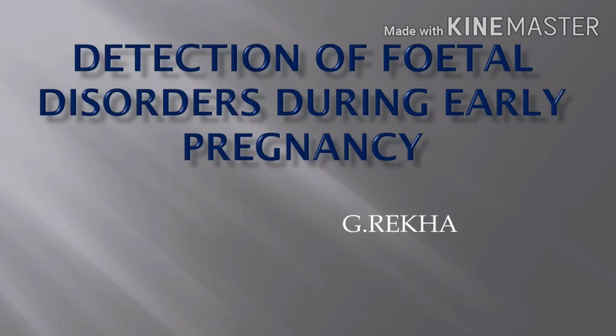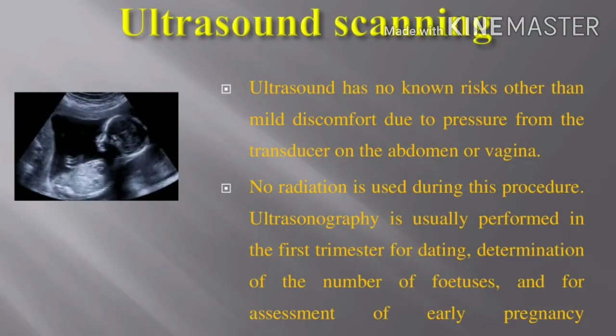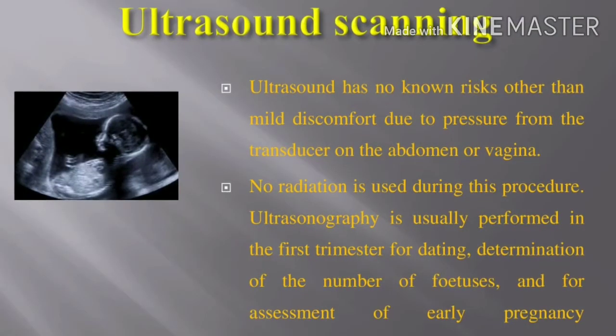This is Unit 3, Human Reproductive Health: Detection of a Fetal Disorder during early pregnancy. What techniques have we identified for detecting fetal disorders during early pregnancy? Now we have to study it. Are you ready? The first detection technique is ultrasound scanning.